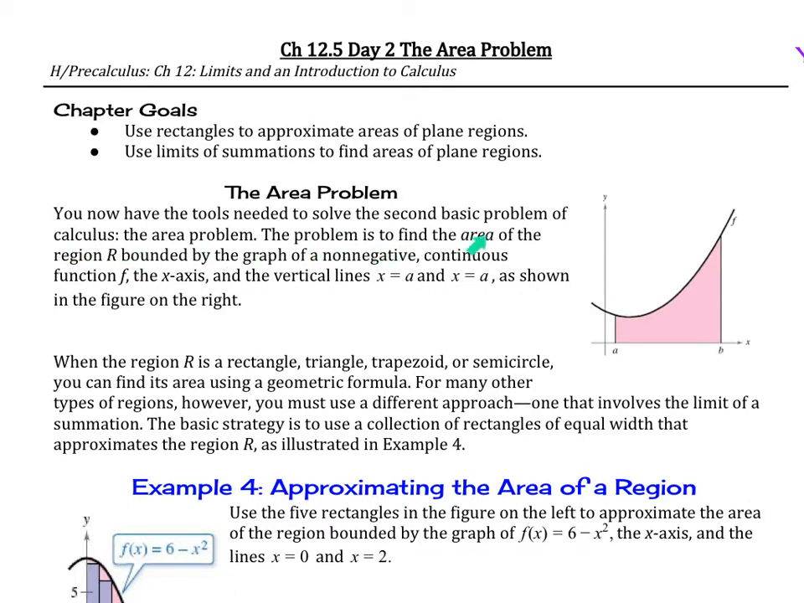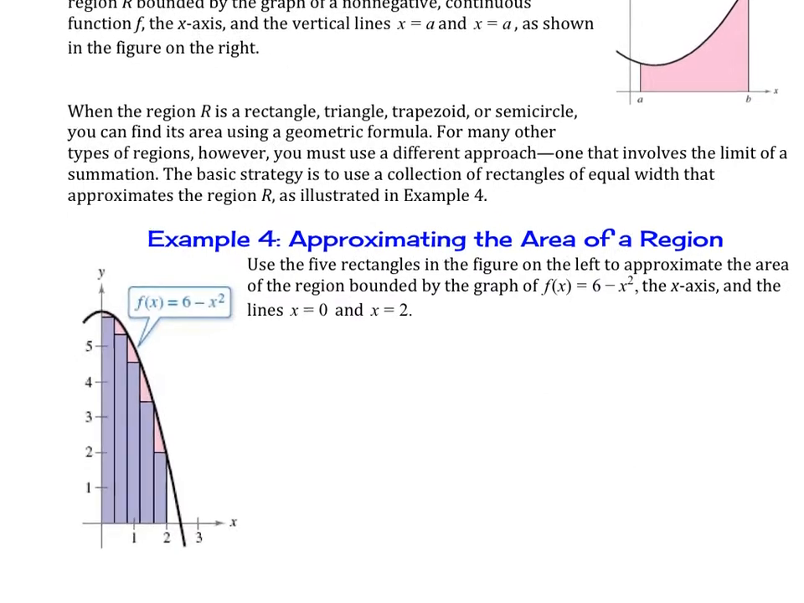The problem is to find the area of the region R bounded by the graph of a non-negative continuous function f, the x-axis, and the vertical lines x equals a and x equals b, shown in the figure on the right. When the region R is a rectangle, triangle, trapezoid, or semicircle, you can find its area using a geometric formula. For many other types of regions, however, you must use a different approach, one that involves a limit of a summation. The basic strategy is to use a collection of rectangles of equal width that approximate the region R, as illustrated in example 4.